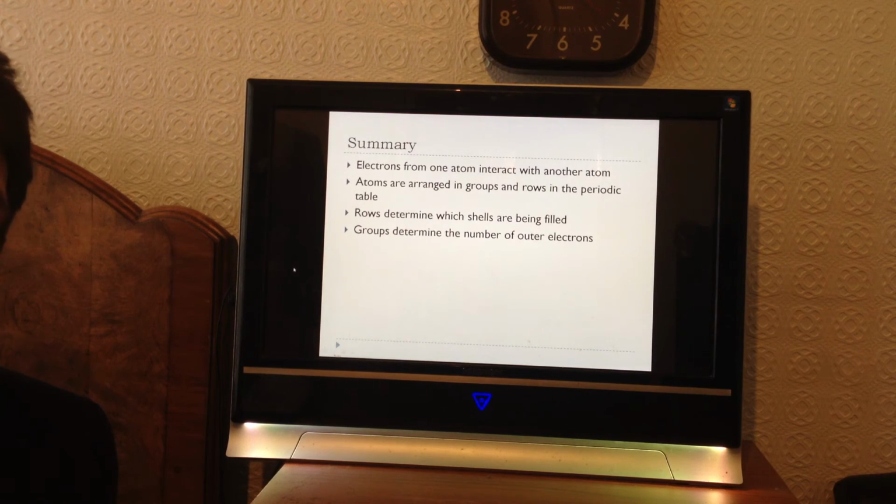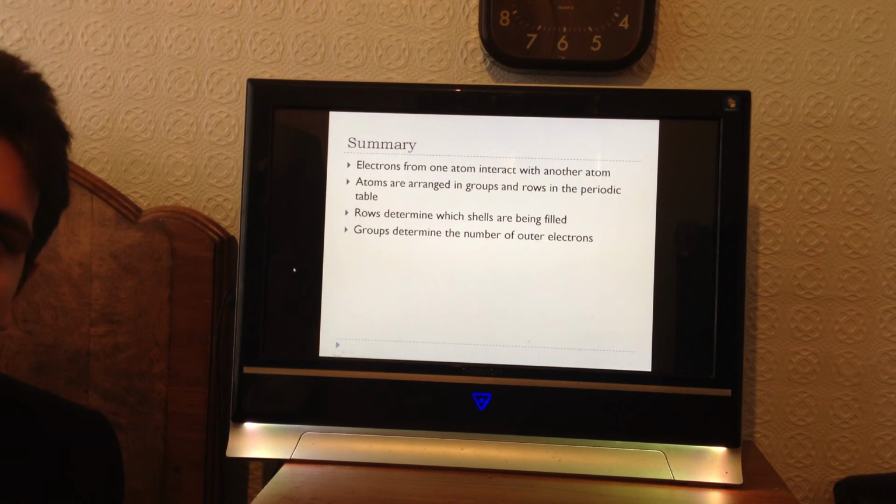As a summary, electrons from one atom interact with those of another. Atoms are arranged in groups and rows in the periodic table. The rows correspond to the energy shells that have been filled, and the groups correspond to the number of electrons within that shell.